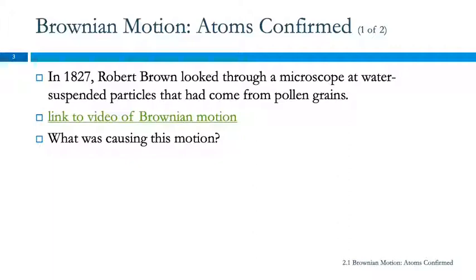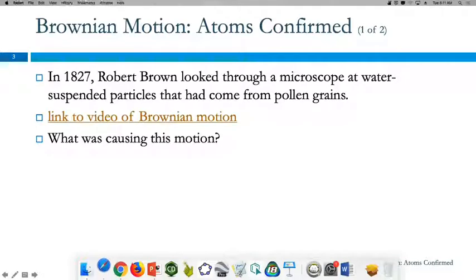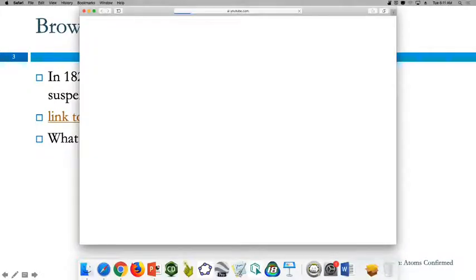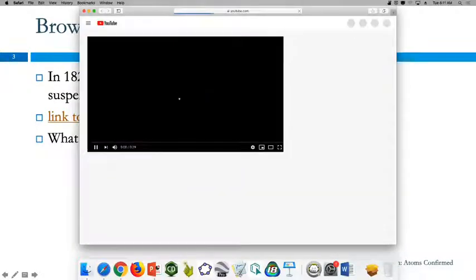In 1827, Robert Brown looked through a microscope at water-suspended particles that had come from pollen grains. And I'm going to show you a very short video of this, and we'll notice that the particles are moving. This was called Brownian Motion, after Brown.